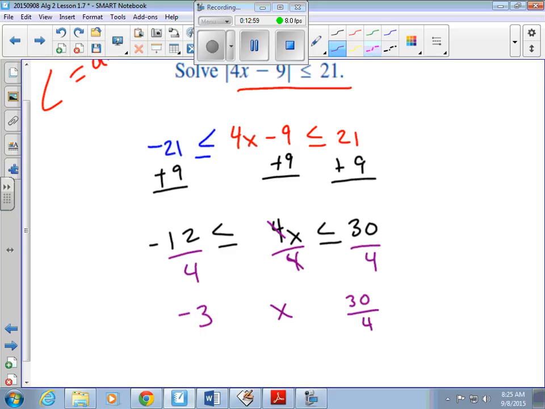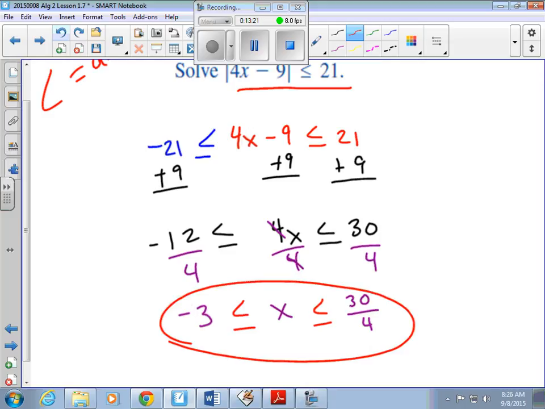Then you just have to ask yourself one more time, do I need to reverse the symbols or leave them alone? All we did was divide. This comes out to be negative, so don't let this confuse you. Just because that came out to be negative doesn't matter. We divided by positive numbers for all of them. And since we did, we're leaving our symbols just like they are. And this is your inequality.